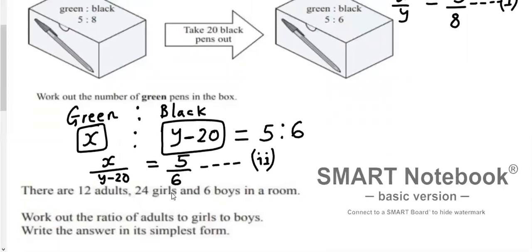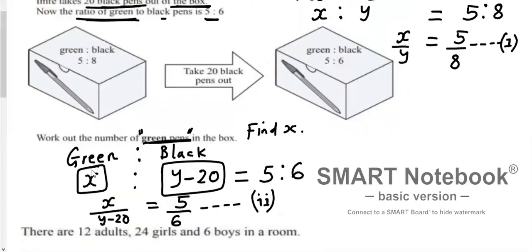And remember, the question here is asking for work out the number of green pens. Work out the number of green pens. See? How many green pens are there? That means you are supposed to find the value of x. Find x, because x stands for the number of green pens. Okay, so here we go. Since here they need the value of x, so we are not supposed to consider y.